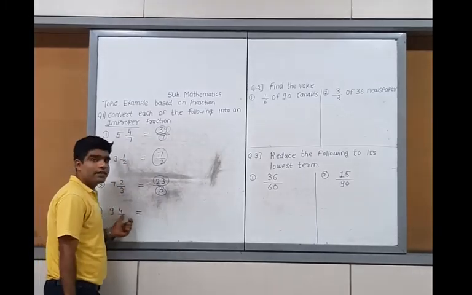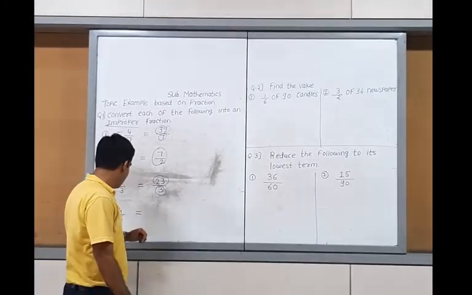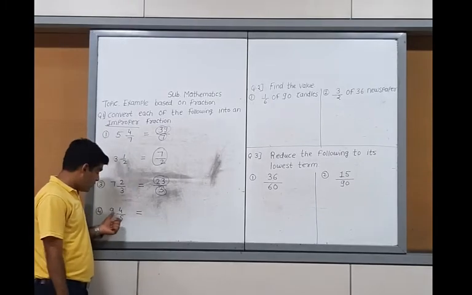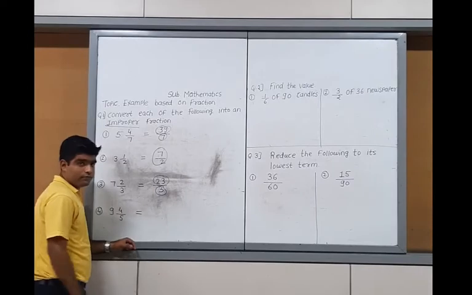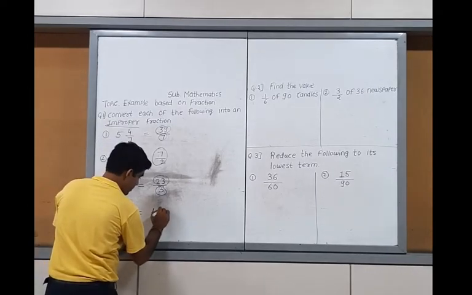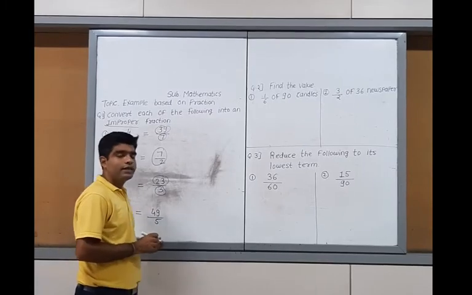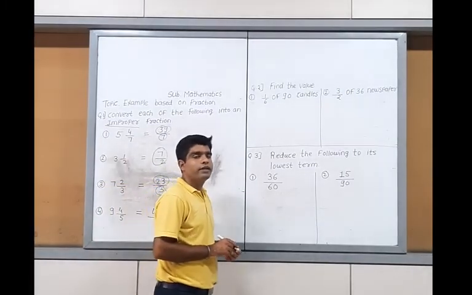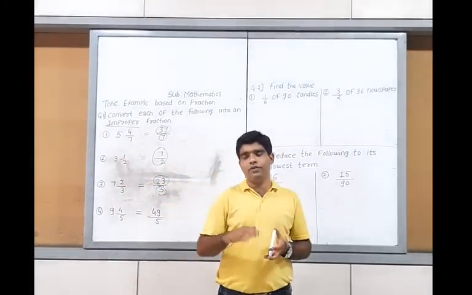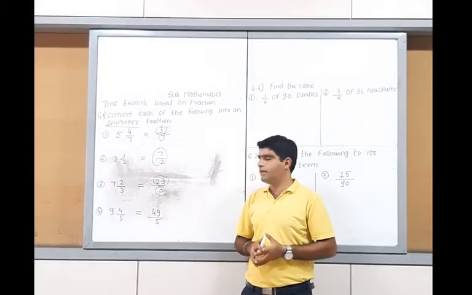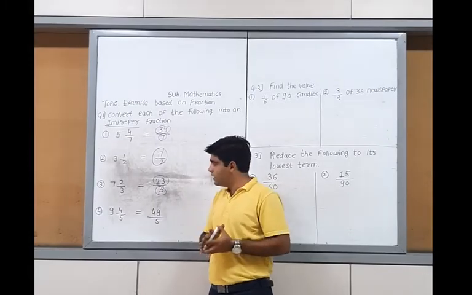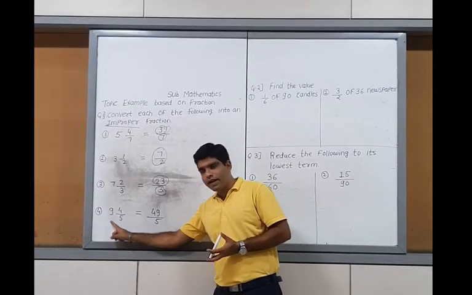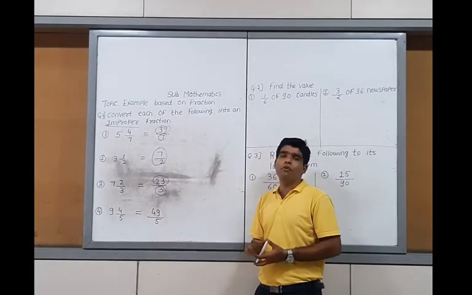The next example is 9 into 4 upon 5. Okay, 5 nines are 45. It will be 45 plus 4, which is 49. 49 divided by 5. Here the numerator is 49 and the denominator is 5. That is why the numerator is greater than the denominator. This type of fraction is called an improper fraction, and that is why you have to convert the mixed fraction into an improper fraction.